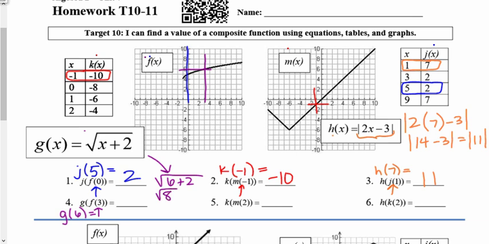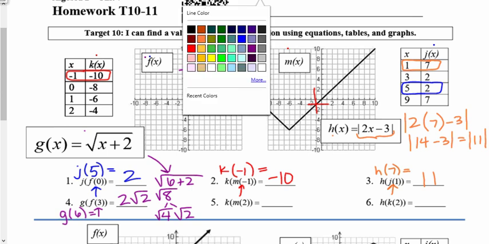Now, we've learned how to reduce radicals. We've already learned that. So what I'm going to do is reduce this radical. I'm going to break this down into perfect squares, perfect squares being 4, 9, 16. I know that 4 goes into 8, so this is the square root of 4 times the square root of 2. Well, the square root of 4 is just 2, so this becomes 2 root 2. So 2 root 2 is my final answer there.